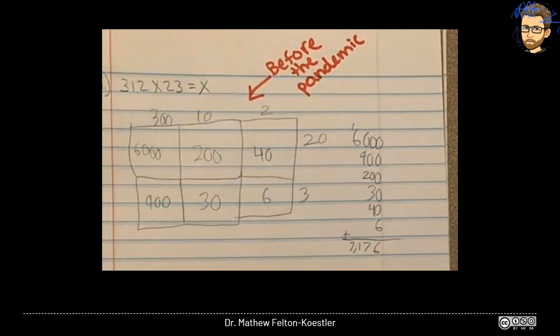That's all this new way of doing multiplication is. It's just breaking the numbers apart into pieces that are easier to work with based on place value. Here they broke 312 into 300 plus 10 plus 2, and they broke 23 into 20 plus 3.